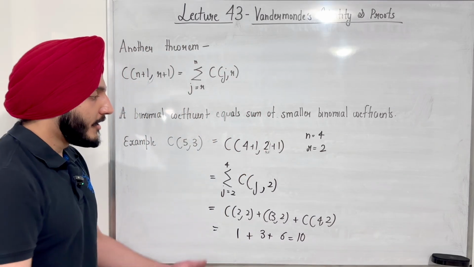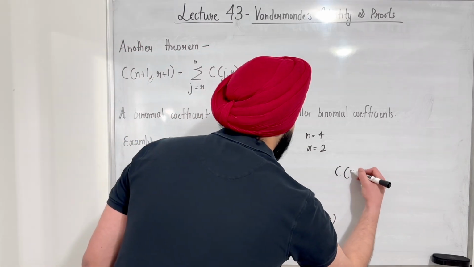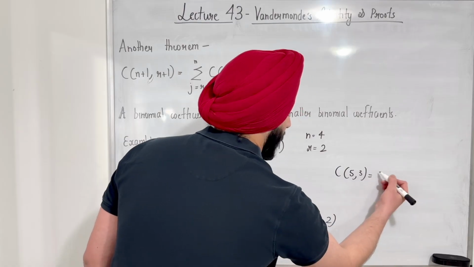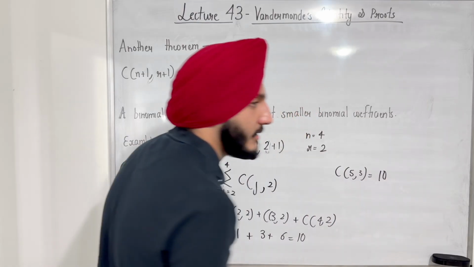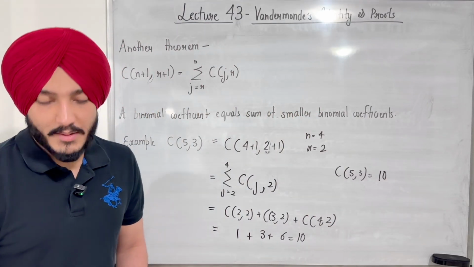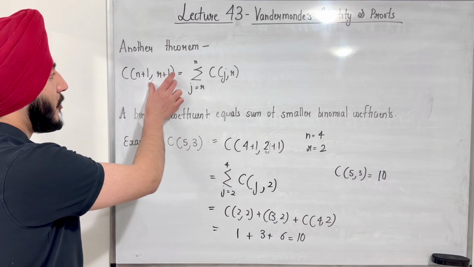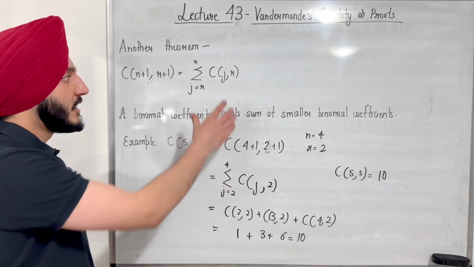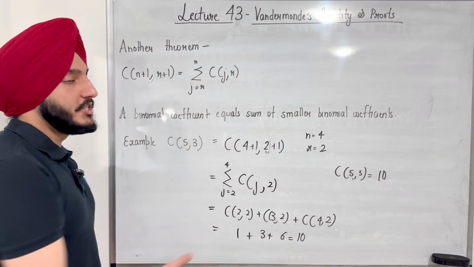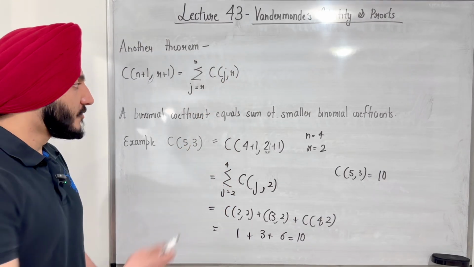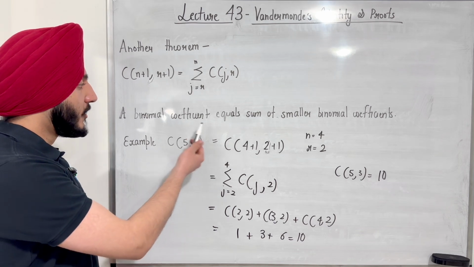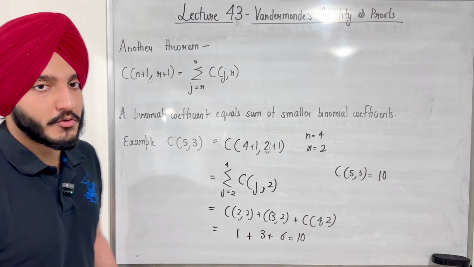And if you want to verify, you can also do it using just this equation. If you try to solve this, it will directly give you 10 as well. So once again, the point is very simple. The idea is just that if you write C(n+1, r+1), then you can do the sum of C(j, r), which pretty much means a binomial coefficient equals the sum of smaller binomial coefficients.